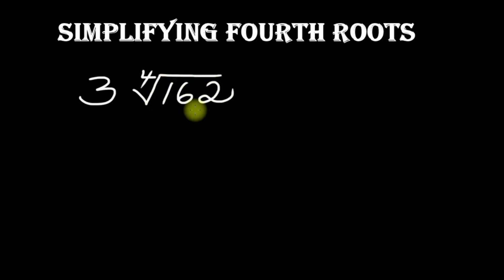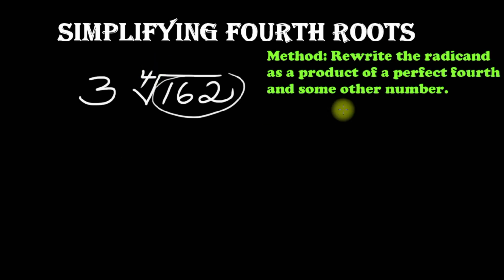Okay, so let's take a look at an example here. We have 3 times the fourth root of 162. The 4 is the index number. Okay, we're going to make it simple. The fourth root of 162, we do not know what that is. That's not a perfect fourth. So we're going to have to rewrite this number. Here's the method of doing it. Again, we are going to rewrite the radicand as a product of a perfect fourth and some other number.